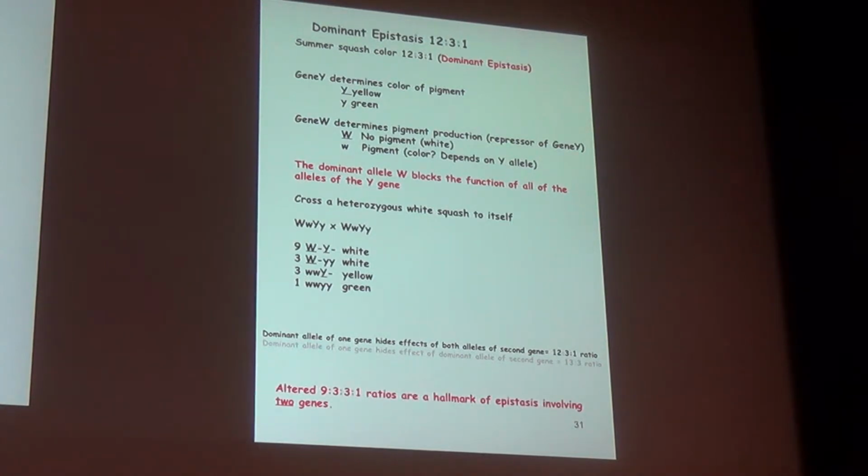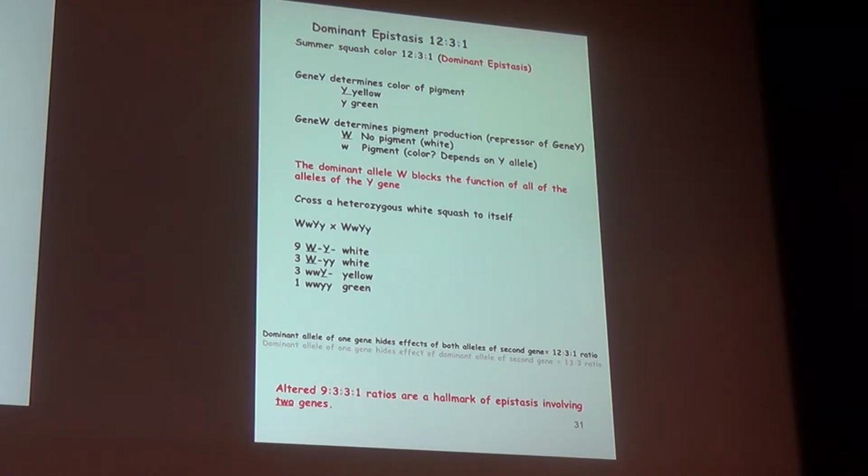Okay, so keep in mind that it's a 9:3:3:1 ratio, and alterations indicate epistasis. Then you have to remember the ratios that lead to an alteration: 9:3:4, 9:7, 12:3:1, 13:3. There are 4 different alterations that you have to remember in this class. Based on those 4 alterations, you can figure out whether it's recessive epistasis or dominant epistasis.